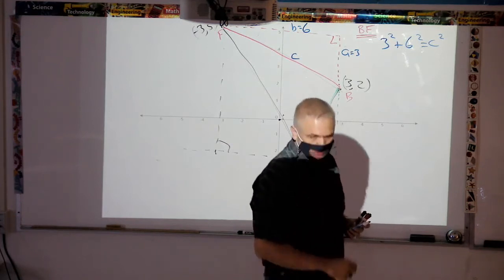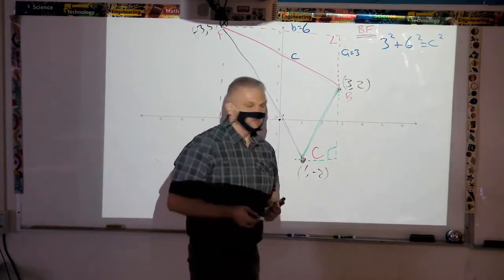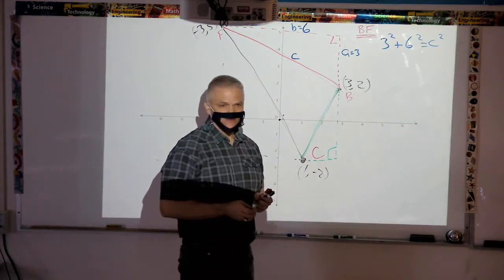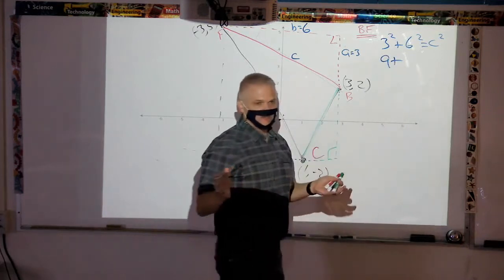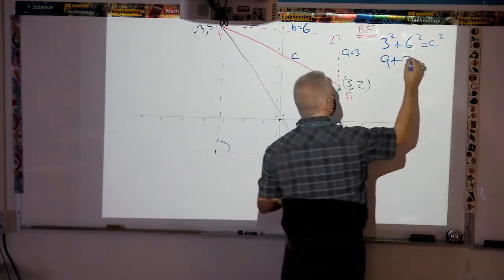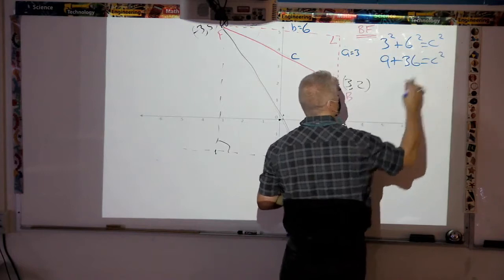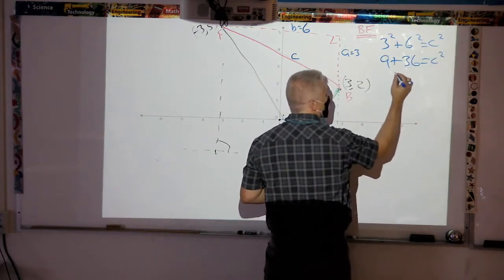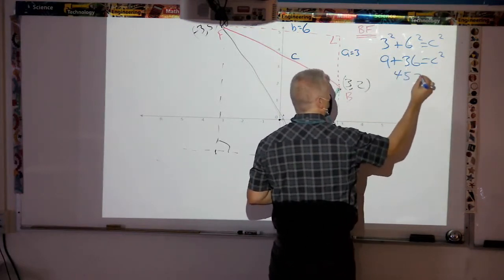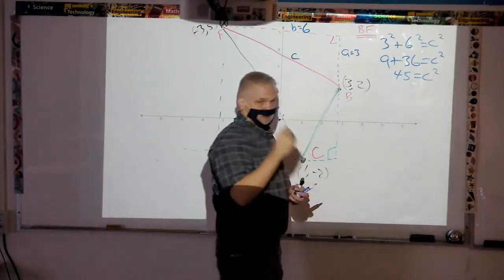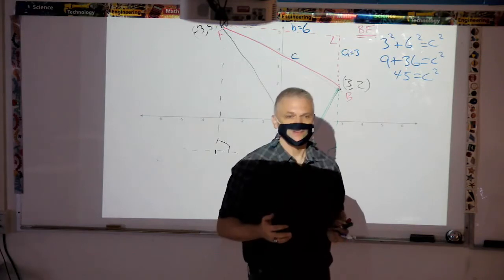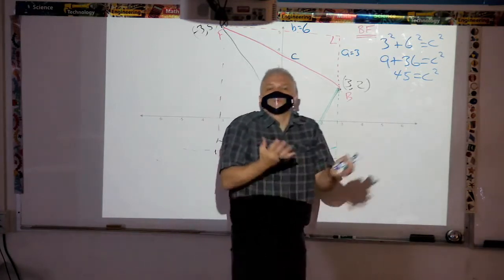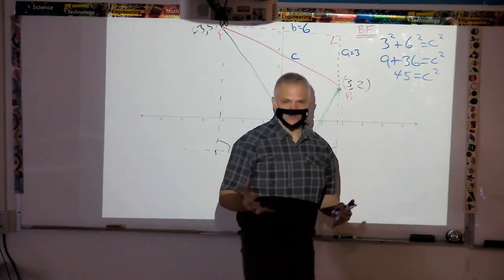So now for the squaring. 3 squared, what do we have? 9. 6 squared, what do we got? 36 equals C squared. We continue with our simplifying. 45 equals C squared. We don't want C squared. We want C. How do I unsquare C squared?